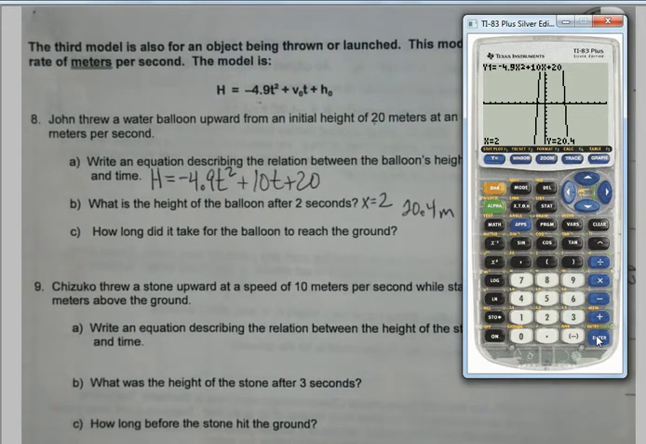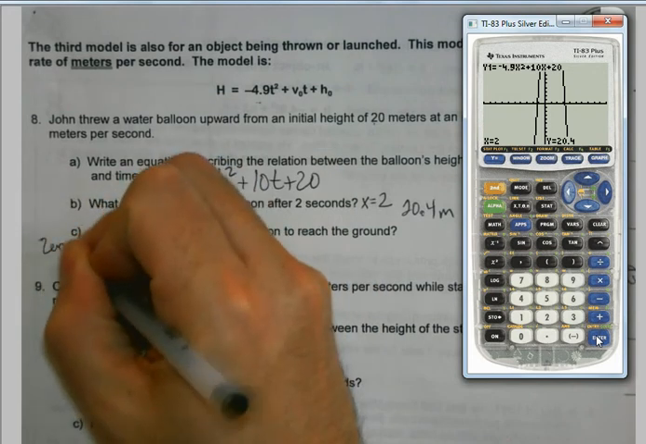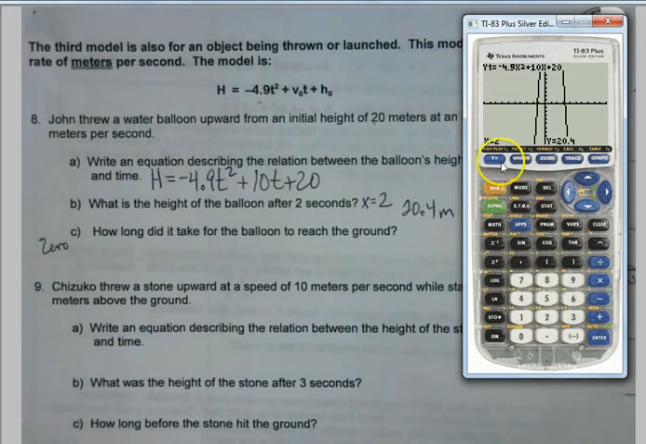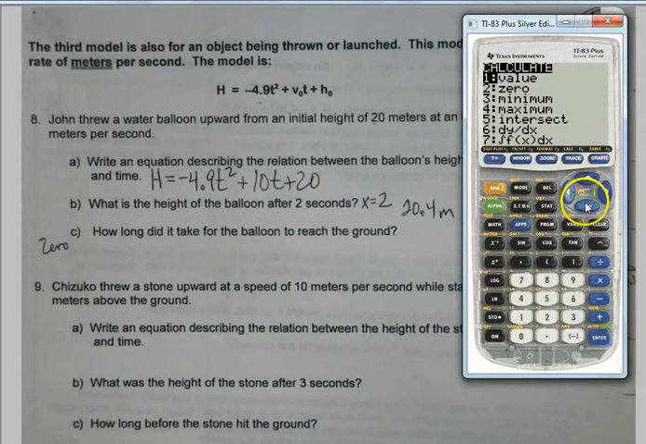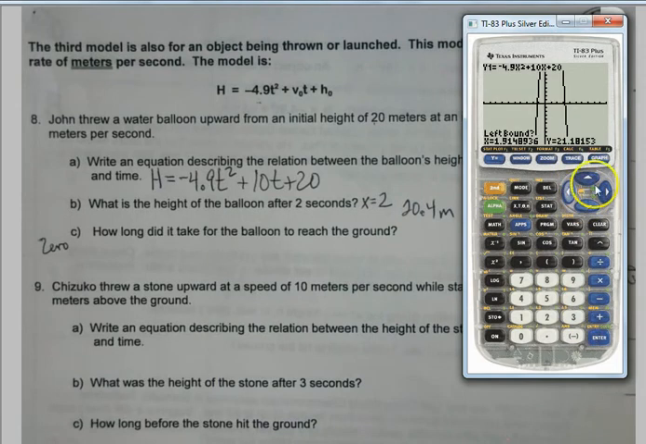Again, now I'm looking for a 0. So I go back, I do my second trace, and I'm looking for a 0. Like I said before, this negative one I'm not really interested in because I can't have negative time. So that's the one I'm interested in. I'll scroll, there it is. And again, like we said before, as long as my cursor is somewhere above, in this case, the x-axis, it's to the left of the point I'm trying to trap. So I can hit enter.